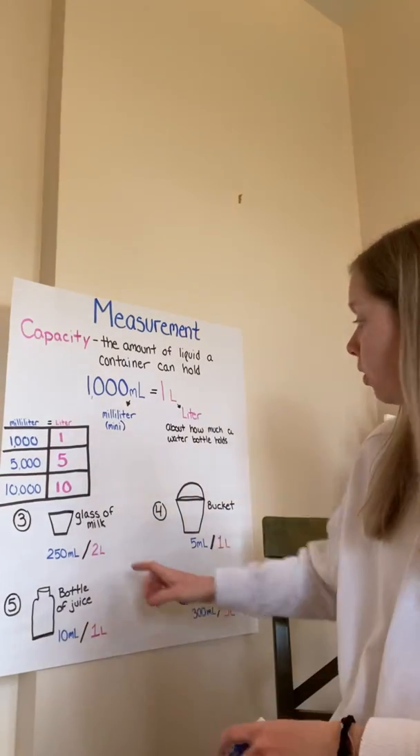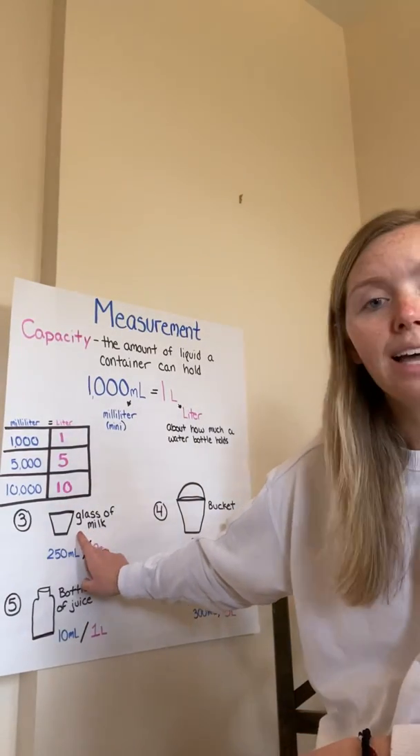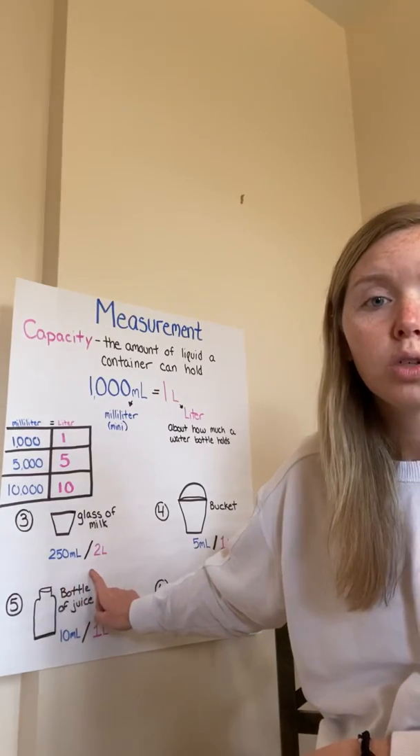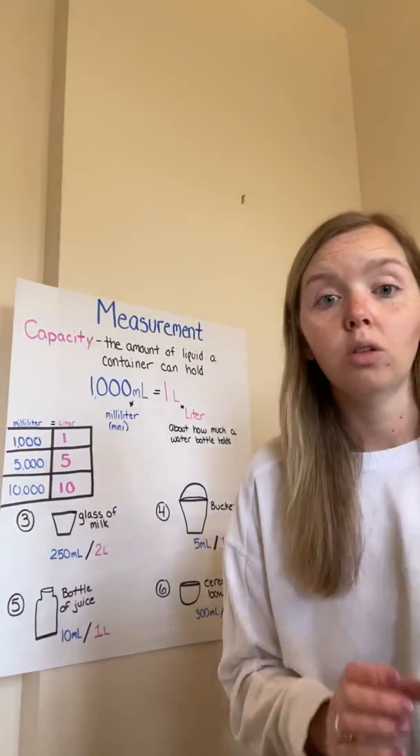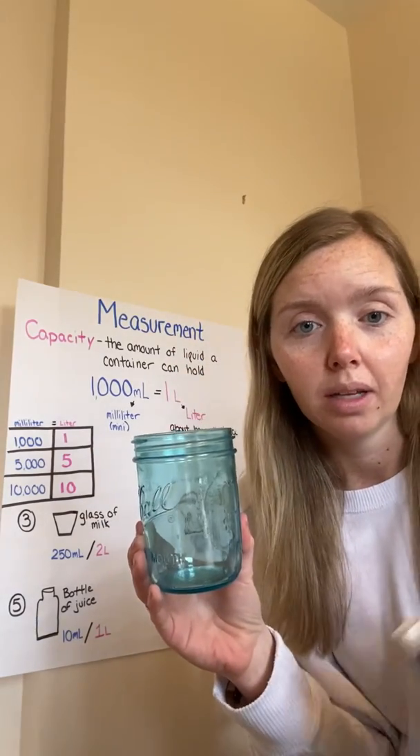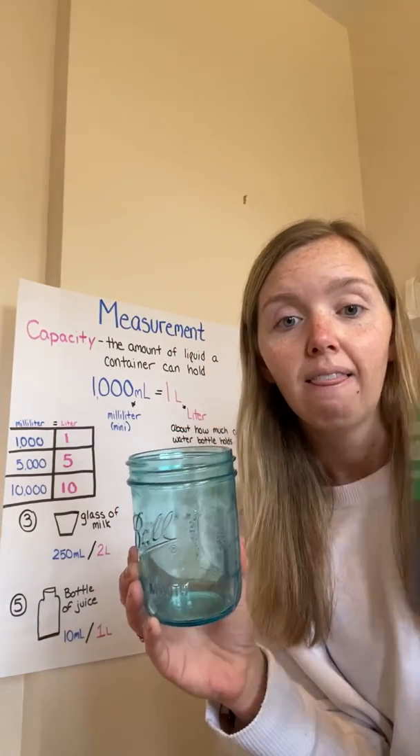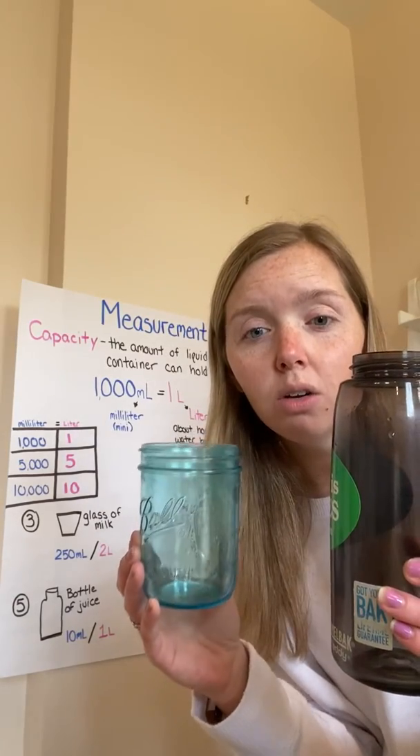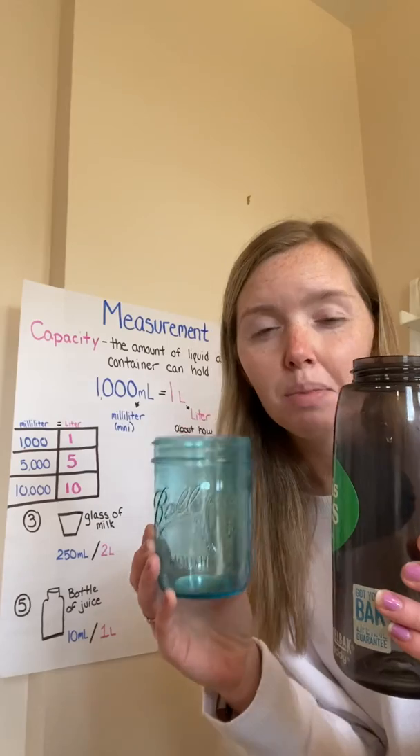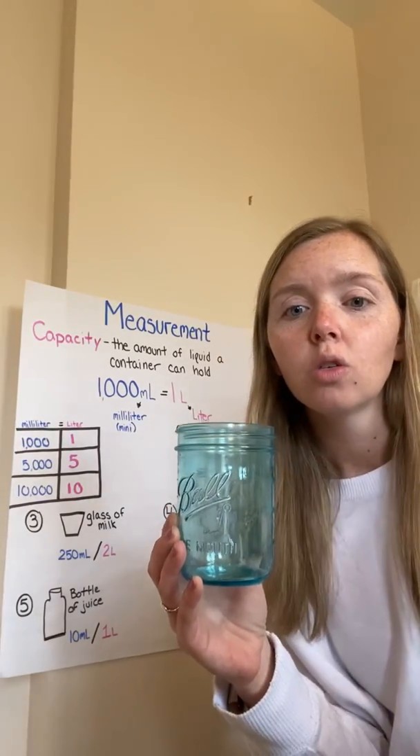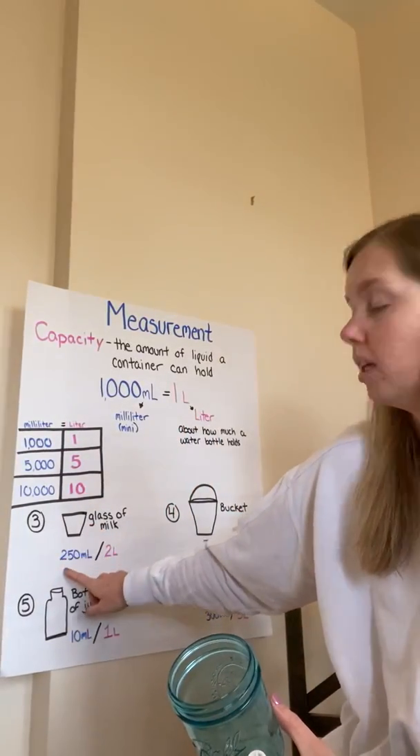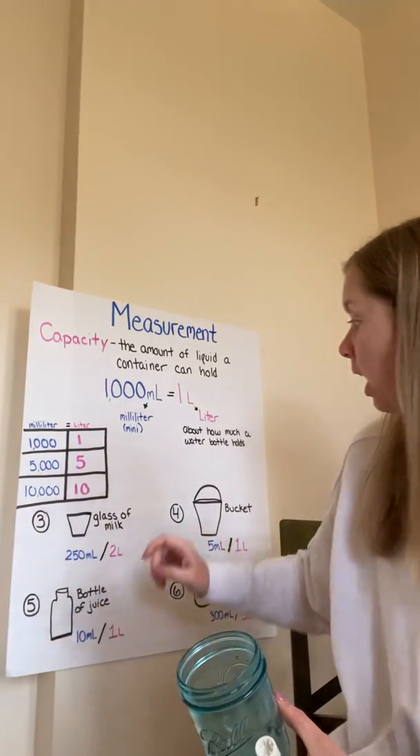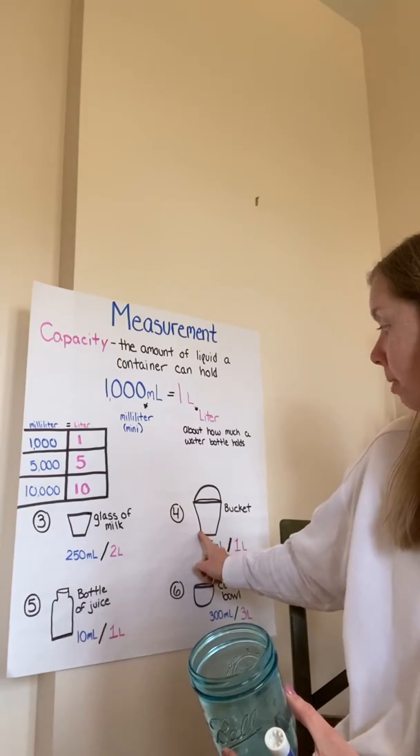So number 3 asks, do you think a glass of milk is going to hold 250 milliliters or 2 liters? Well, I don't know about you, but this is about how much milk I drink. And this is 1 liter. So I have to think, is this bigger than a liter or smaller than a liter? I'm thinking this is smaller than a liter, so I'm going to say that a glass of milk can hold 250 milliliters.